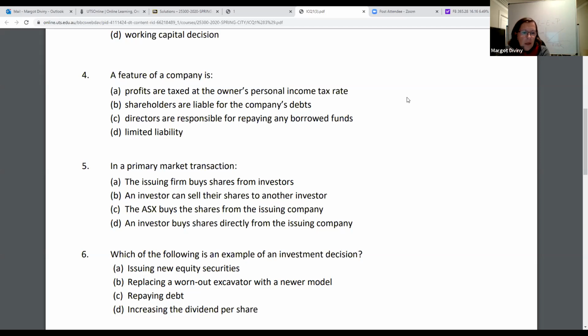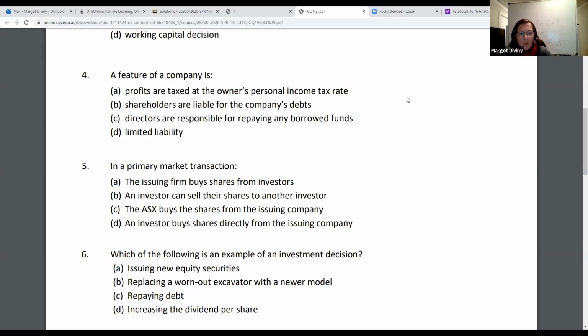Then the second one is a secondary transaction. If I own some shares and I sell them through the stock exchange, then someone else is going to buy those shares. That is a secondary transaction. The ASX is the actual securities exchange, or the stock exchange. So it's not that one, but D is the right answer. Thank you, whoever jumped in with that one.